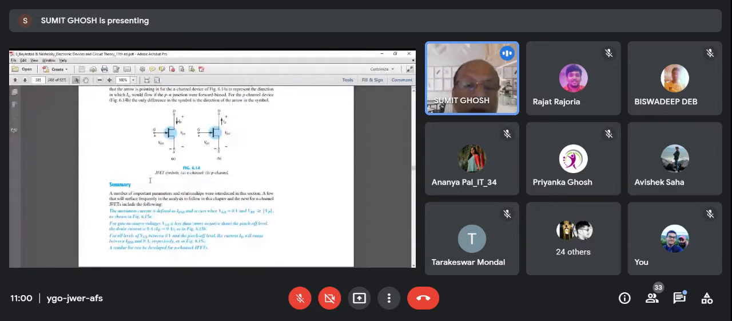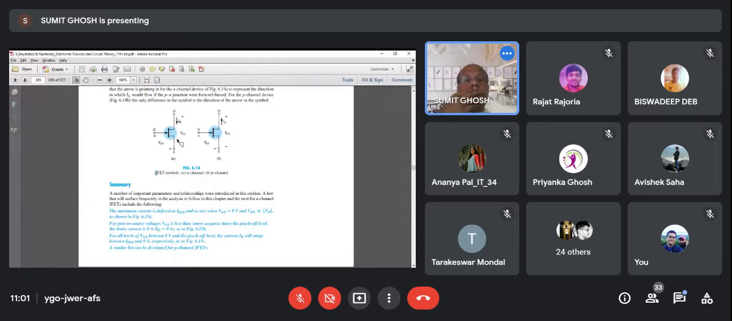Right and left, no. Yeah, that way you are absolutely correct. Here the arrow is on the gate. That is a very good difference. I didn't notice it earlier. Here the arrow is on the gate, but in MOSFET, this is JFET. So in this the arrow is on the gate, whereas in case of MOSFET the arrow is on the substrate. That is a good point.